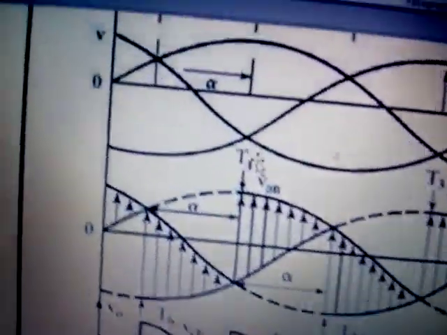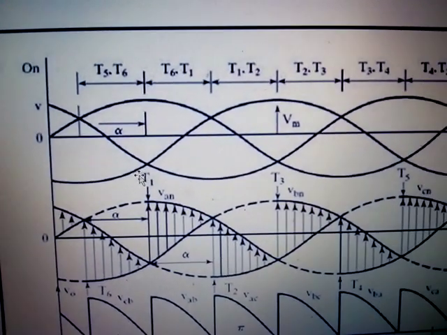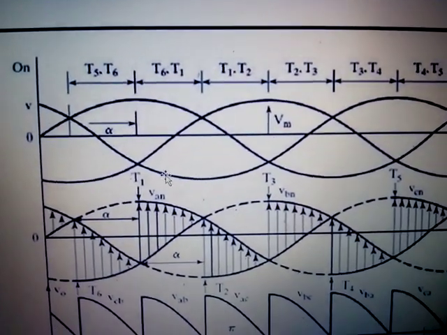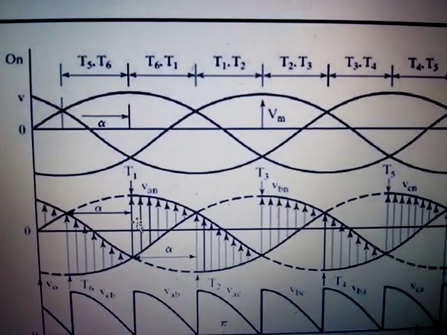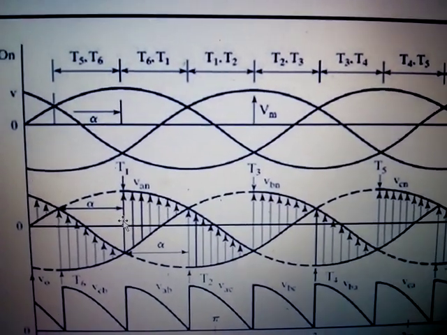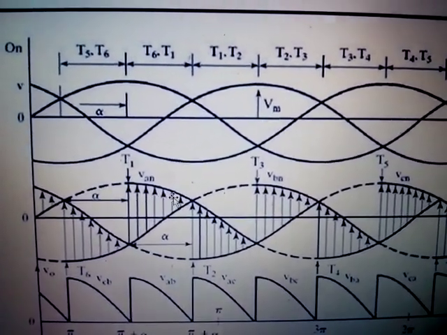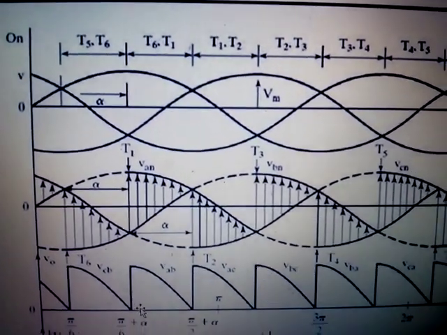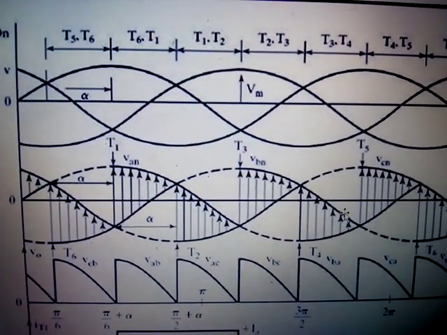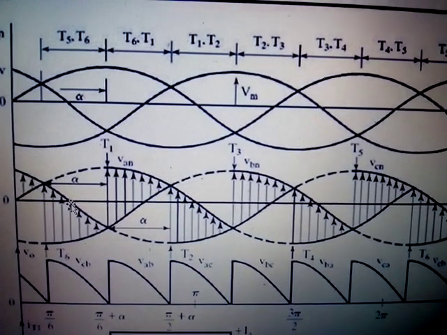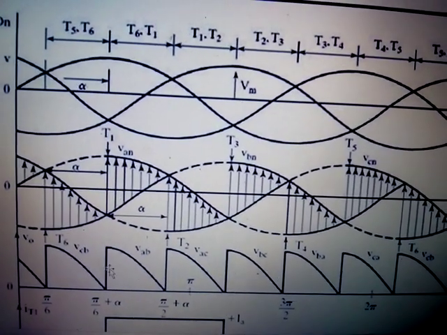So this is VA, this is the VB curve. The difference between VA and VB is the output. So VAB is measured here, and that is shown here. This part is shown here. This waveform is for calculating the output voltage, and this is the actual output voltage waveform.